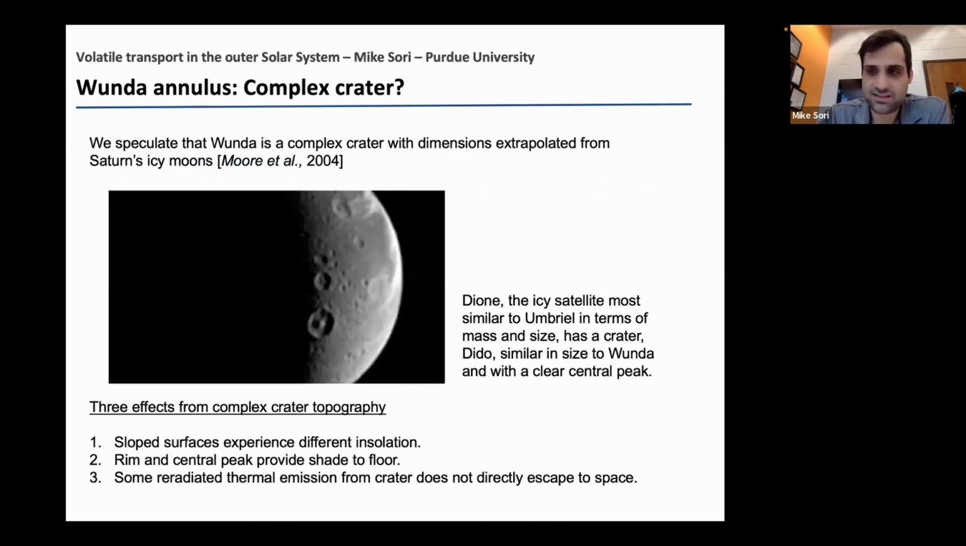So the hypothesis that we're testing here is that Wunda is a complex crater with a central peak, and maybe the floor of the central peak is the sort of local location for volatile stability. There's a few effects to take into account. There's sloped surfaces which experience different insolation histories. The rim and central peak provide shadowing during some portions of the year to some parts of the crater floor. And there's also re-radiated thermal emission from the crater walls and the central peak.